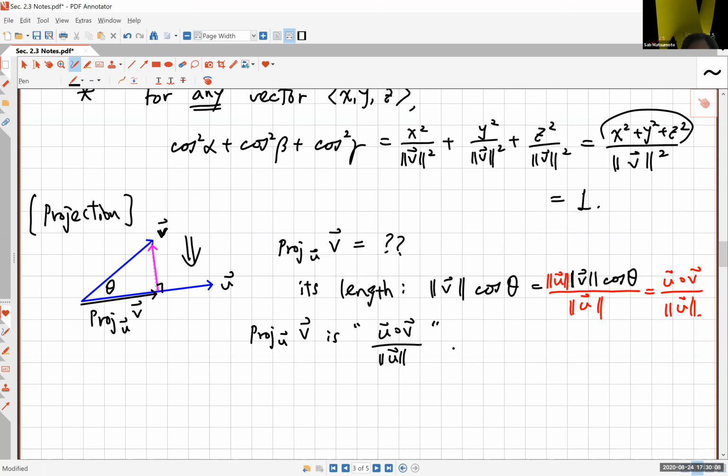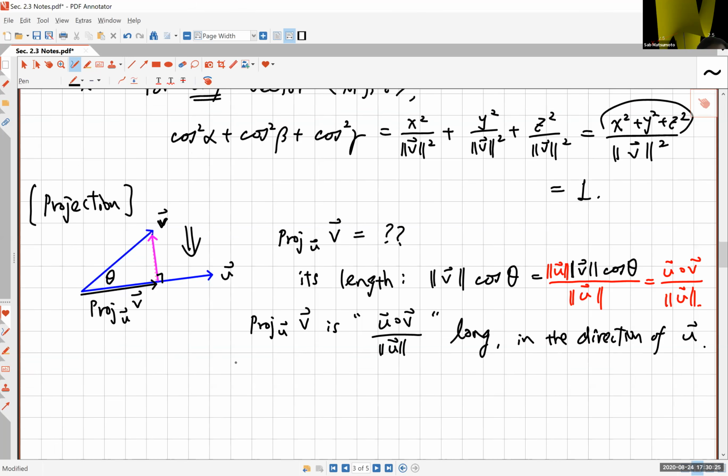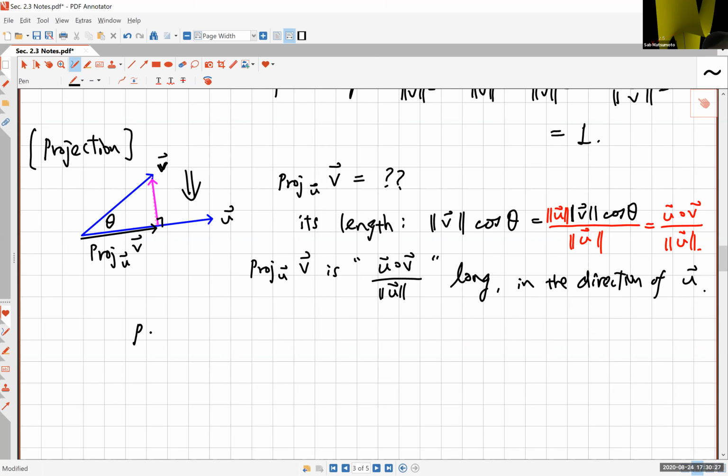Let's say this is 5, okay? So it means 5 units long in the direction of, what's the direction of this projection? Well, it's obvious, because we're projecting onto u, so you want the direction of u. The question comes out to be pretty easy. The projection of v onto u is basically the vector in the direction of u with a length u dot v divided by the norm of u, right?